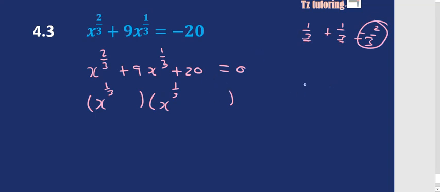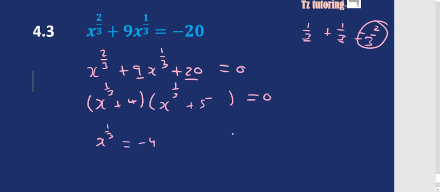Okay, now we're looking for two numbers. Added, they give us 9, and multiplied they give us 20. Those numbers are 4 and 5, right? 4 and 5. Alright, and how do we know that? We know that because 4 plus 5 is 9, and 4 times 5 is 20. Okay, so then we can factorize this further.